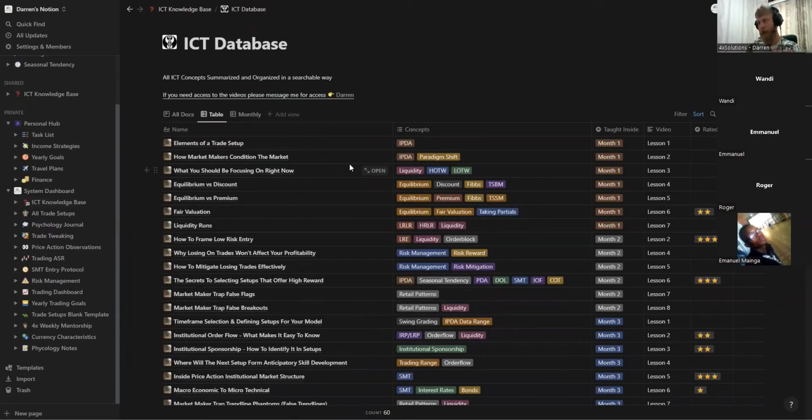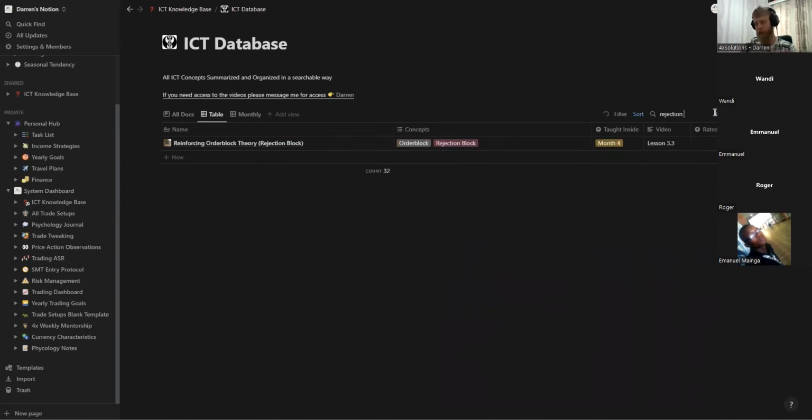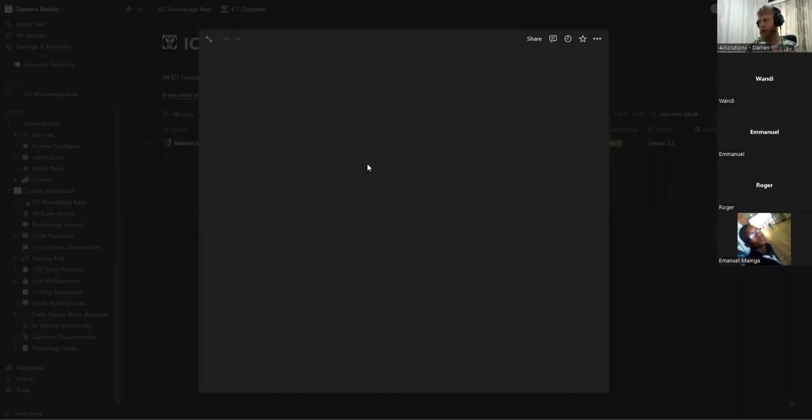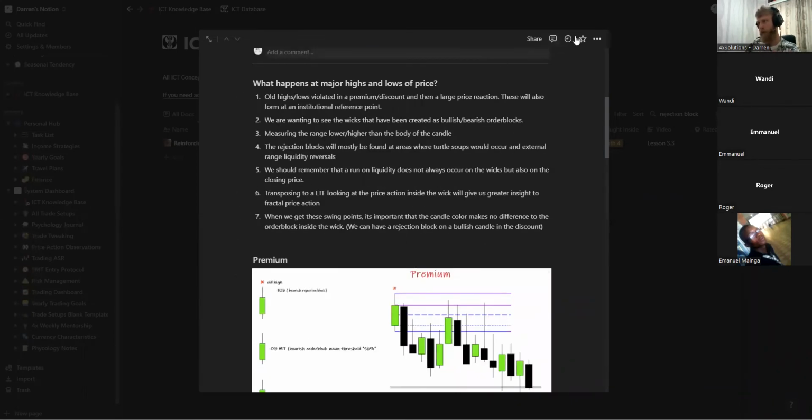It's taken a while to create this, but basically we would come in here to this database, and let's say in the future you wanted to find out more information about a rejection block, for example, or any particular subject. You'd come in here, open this information, and there are notes, and eventually I'm going to upload videos into here as well. That's what this database is for.